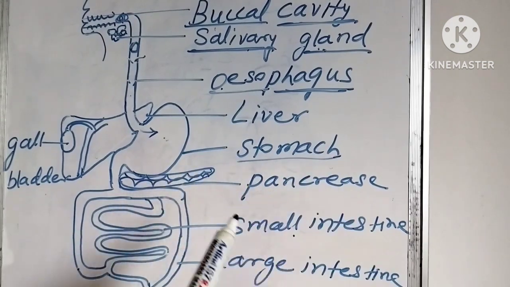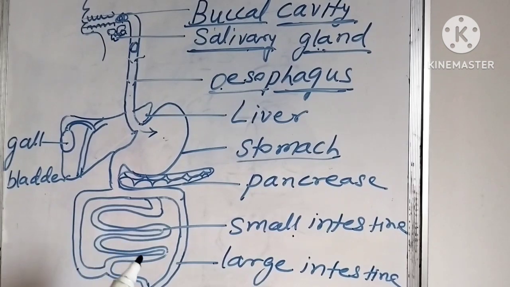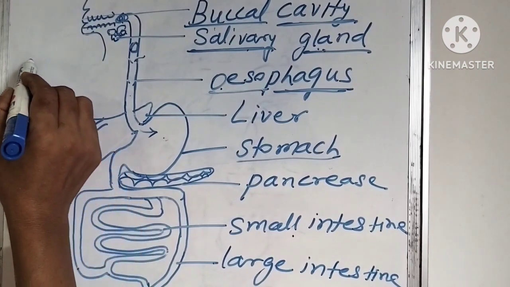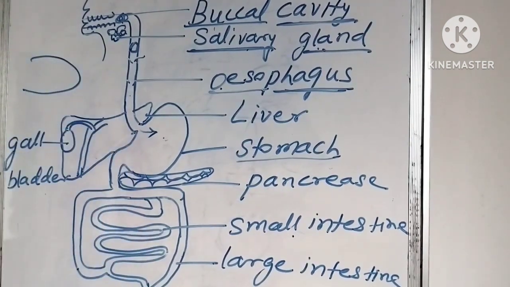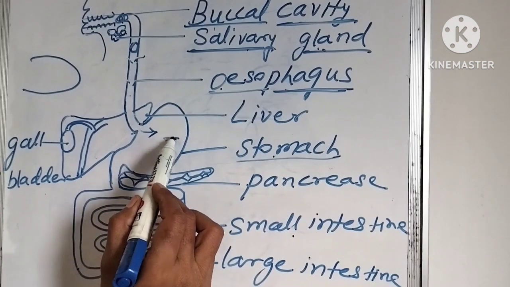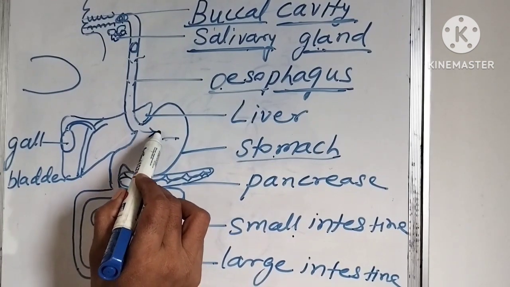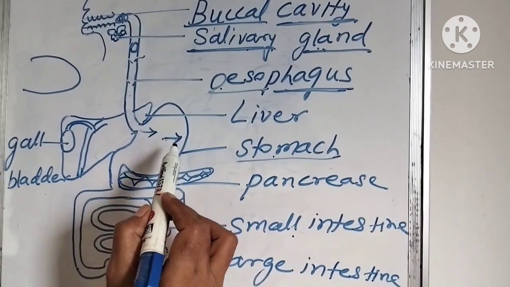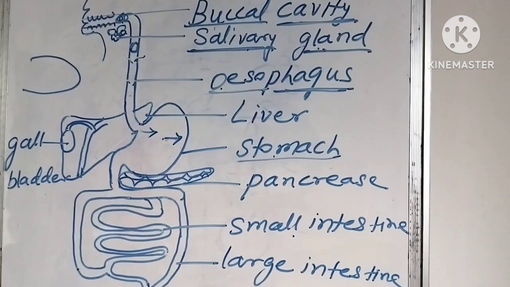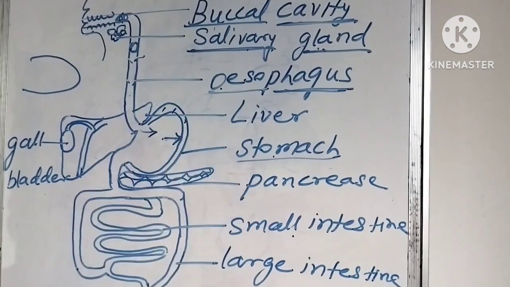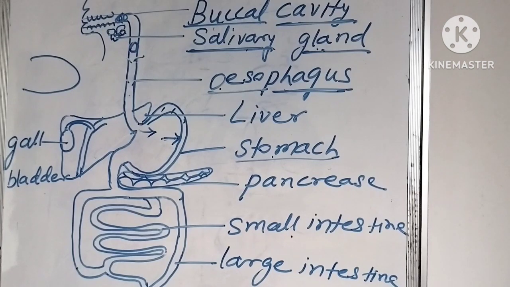The stomach is a thick-walled, bag-like structure. It is shaped like a flattened U. Food goes into the stomach, and in the stomach the breakdown of food takes place. The inner wall of the stomach secretes digestive juices.